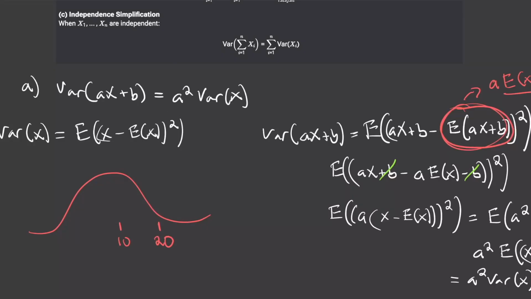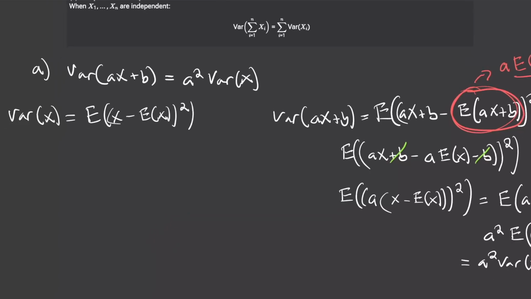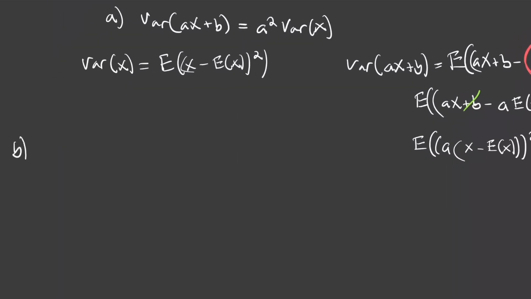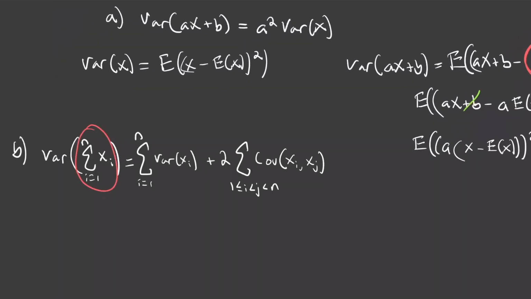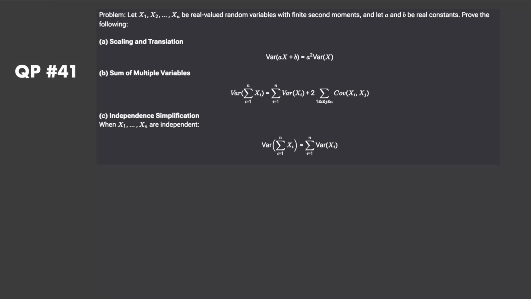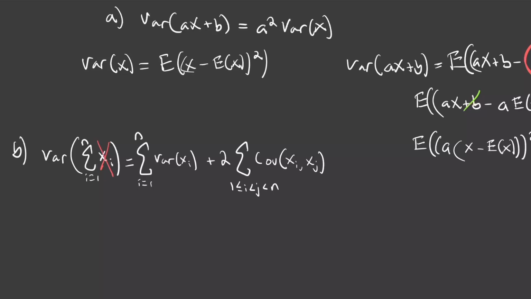So that's part A, and now let's go into part B, which is probably the trickiest out of all of these, right? So now in part B, if we're taking the variance of a sum of random variables, unlike linearity of expectation, it's not going to be linear unless these all are independent, right? So not necessarily independent, you have this formula right here, and then part C, we'll see when they're independent.